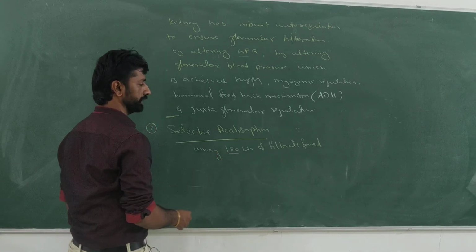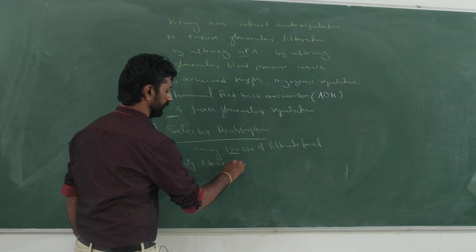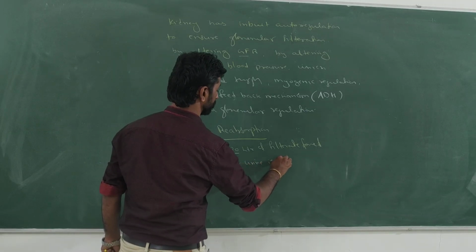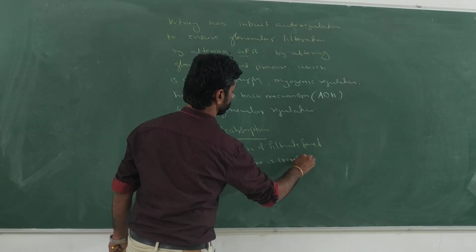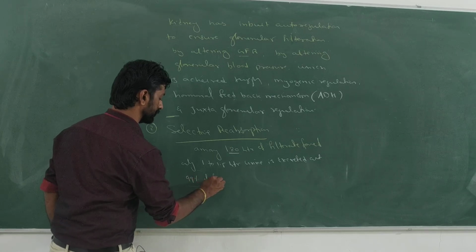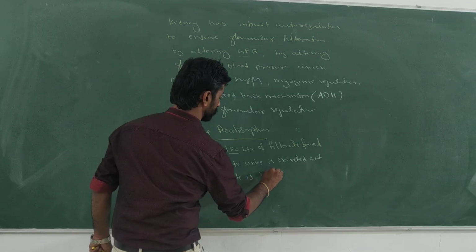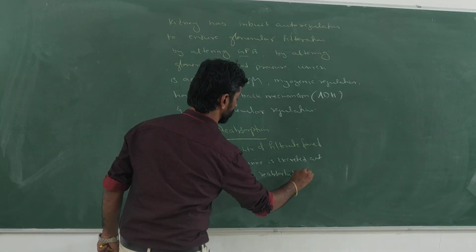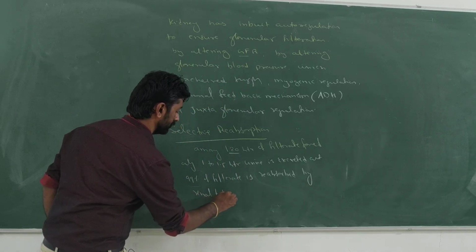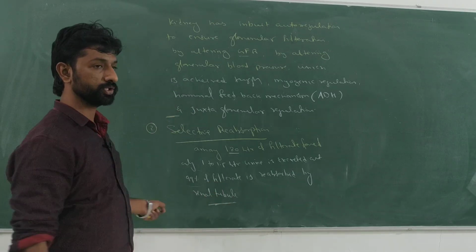Among the 180 liters of filtrate formed, only 1 to 1.5 liters is excreted out as urine. 99% of the filtrate is reabsorbed by the renal tubule, or various parts of the renal tubule. That is what is called selective reabsorption.